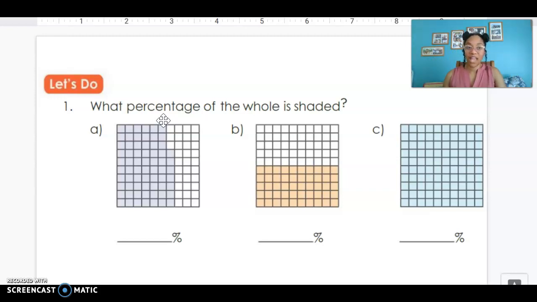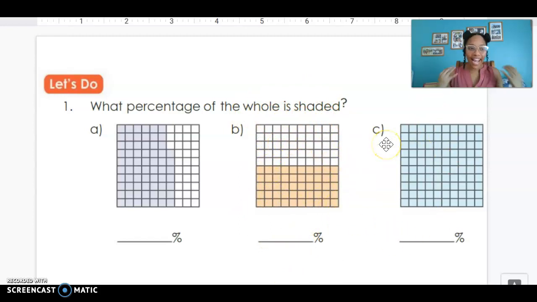is shaded. Now in 100th square B, just looking at it, I notice about half of it is shaded. But I'm going to count to check my work. Remember that in each row, there are exactly 10 equal squares. So I'm going to count the shaded rows. 1, 2, 3, 4, 5. And looky there, 5 completely shaded rows means that 50% of the 100th square is shaded because 5 times 10 gives us 50. So in B, we know that 50% of the 100th square is shaded.